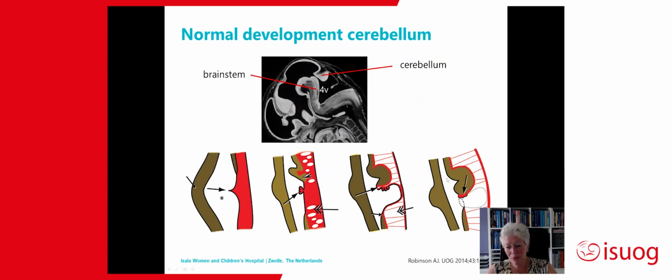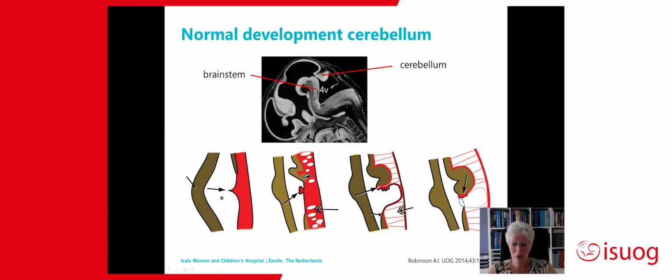And if we look at what happens during development, we can see that from the anterior part of this membranous area, the vermis will develop. You can see it over here. So the vermis, all part of the anterior part of this membranous area. This crest you can see over here and over here. From this will the choroid plexus develop, which you can see over here and there and there.